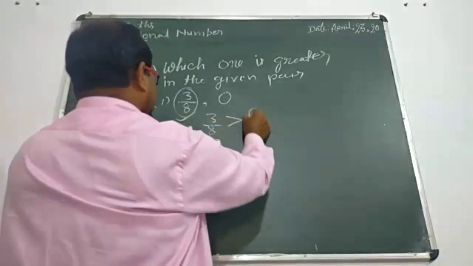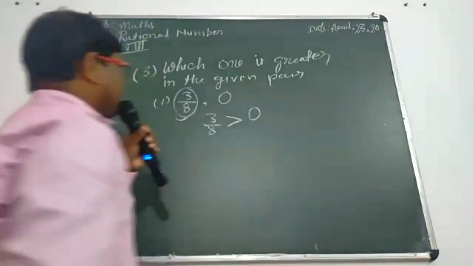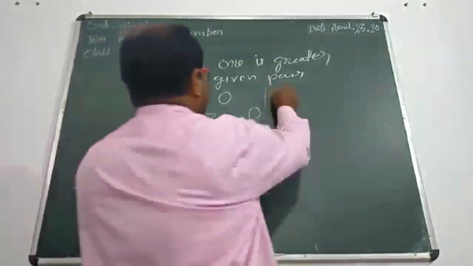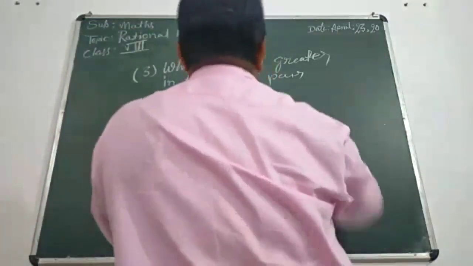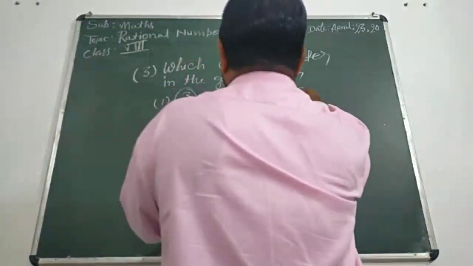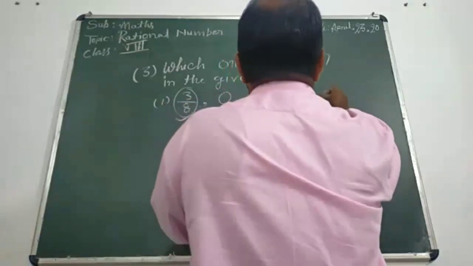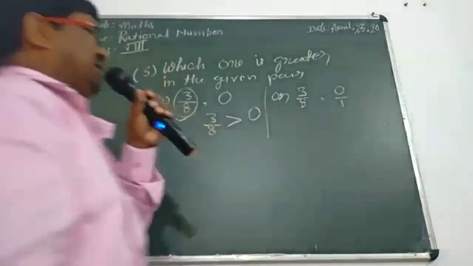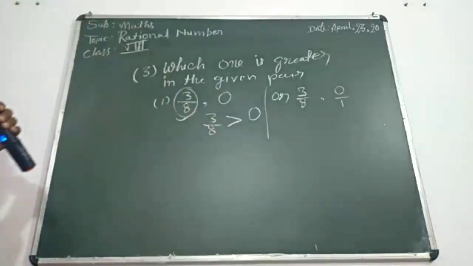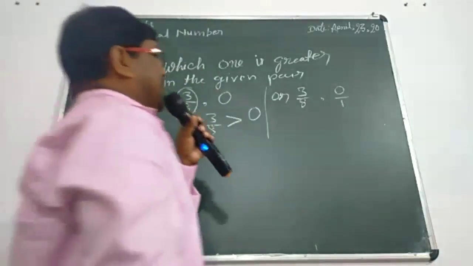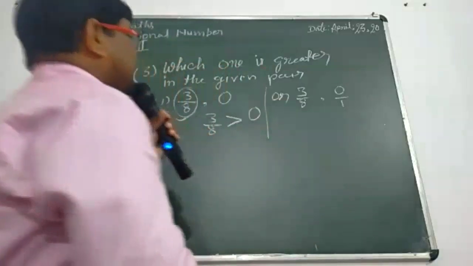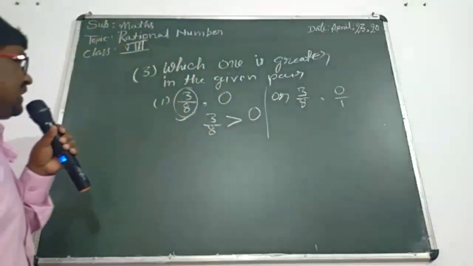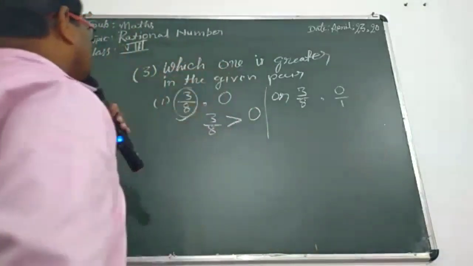And simply you can say, sir, 3 upon 8 is larger than 0. Or you can select your common idea: 3 upon 8, here 0 upon 1. We can say 0 upon 2, 0 upon 8, etc. In this way you can say 3 upon 8 is larger than 0.